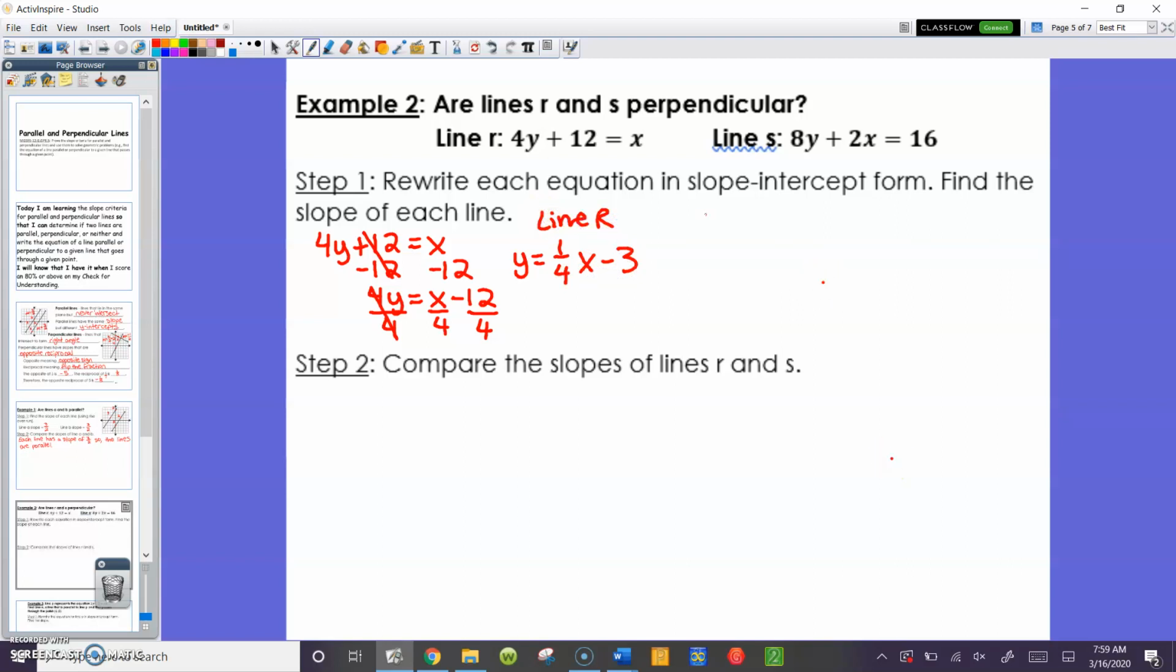Now let's look at line S. 8y plus 2x equals 16. So we'll subtract 2x on both sides.